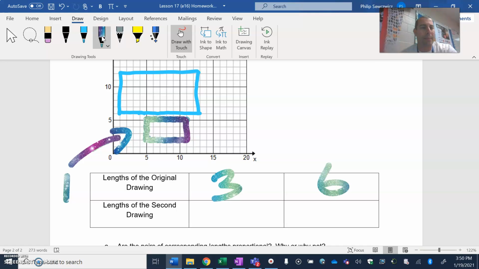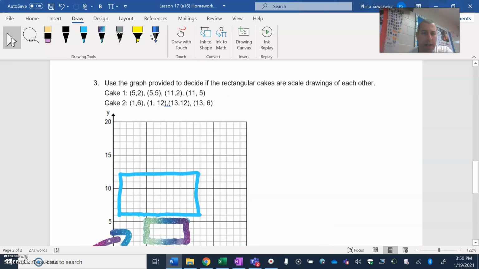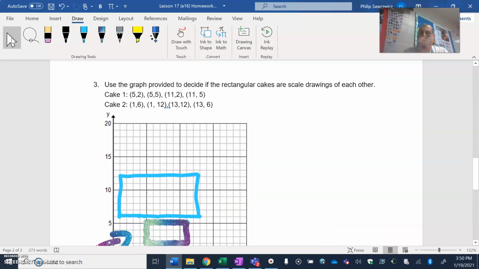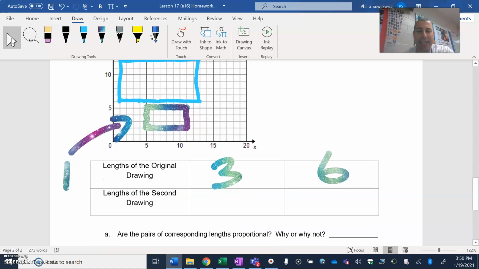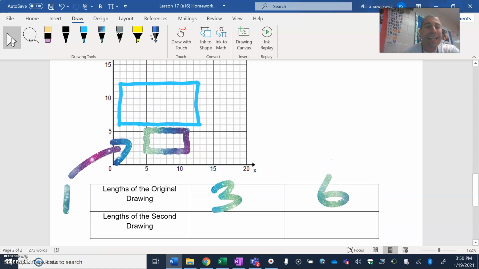But what I'm going to do is go back and check my coordinates that are there. Because I'm going left to right, that means it's my x-axis. So I'm going from a 5 to an 11. Yeah, that does make 6. So we're good there. All right, the second drawing that we are looking at here.